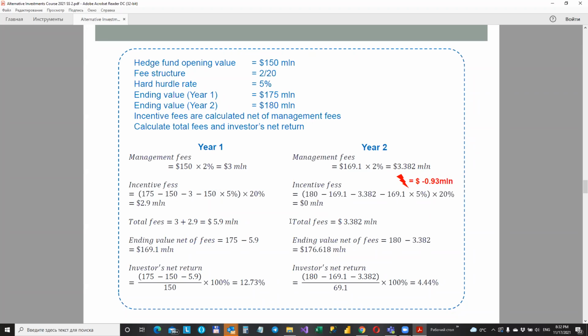That leads us to the total fee earned by the management company of the hedge fund, 3.382 million, an ending value of the fund of 176.6, and it leads to the investors' net return of 4.44%.